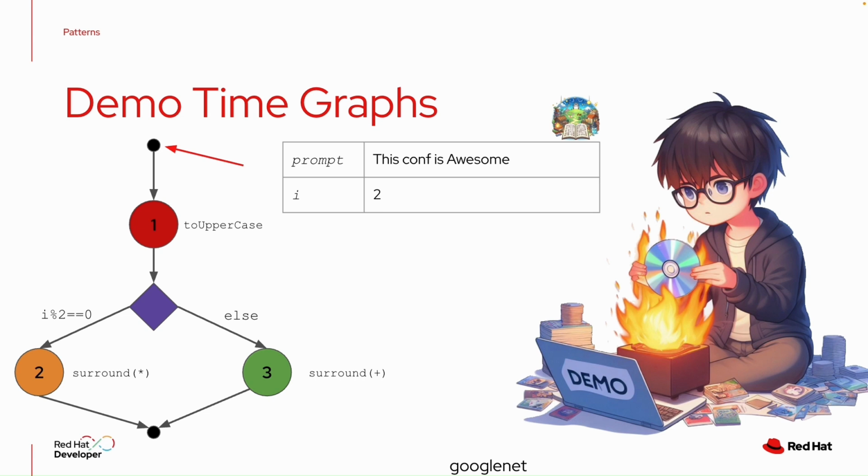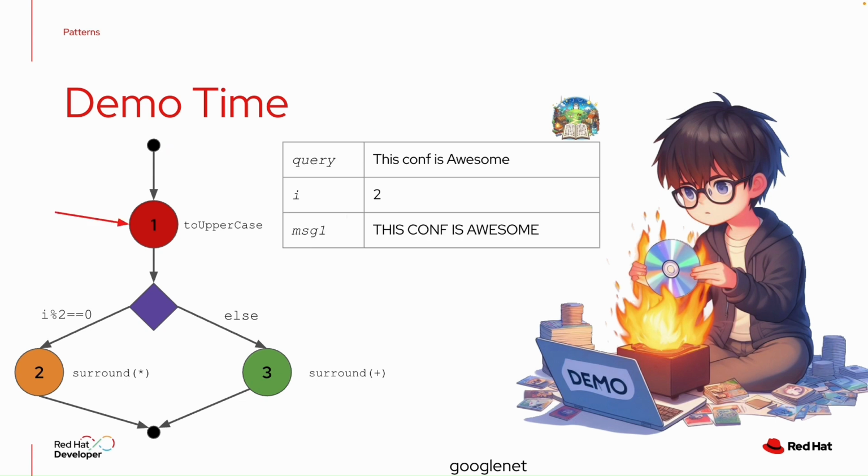Now we will see it running. The example here is, okay, I've got this graph. It says "this conf is awesome" and the i is 2. This is the input. This is the current state of the graph. Then I say, okay, what is the next step? This node, the node number one, does a toUpperCase and stores the result into another key named message1. And since it executes a toUpperCase, the value is "this conf is awesome" in uppercase.